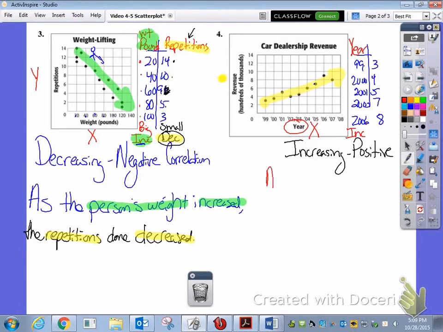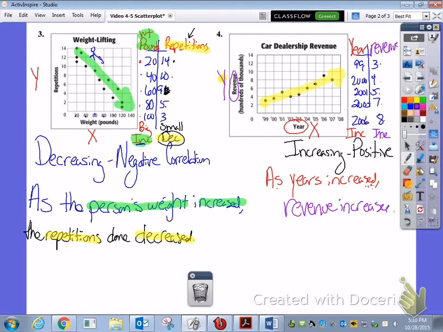So I'm going to say as the years increased, that is from the X column. And then I'm going to do the Y column. Now remember, the Y is your vertical, it's the revenue. And what happened to my revenue? I went from 3 and 4, 5, 7, 8, that increased. So as the years increased, the revenue increased. So you're using the X column label and what happened to it, and the Y column label and what happened. You know, did it increase or decrease?